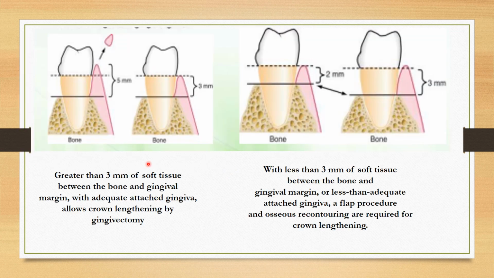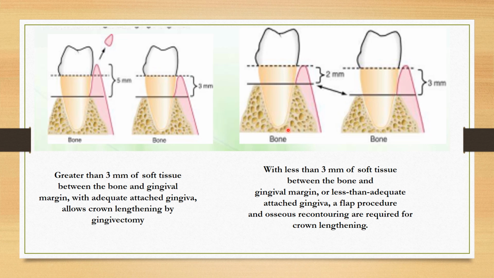So this will be more clear with the diagram. That is, if there is greater than 3 mm of soft tissue between the bone and gingival margin with adequate attached gingiva, you can see that it is a 5 mm pocket depth. So we need 2 to 3 mm of normal pocket depth. After that, 2 mm can be removed for exposing the tooth structure. That can be done only by gingivectomy.